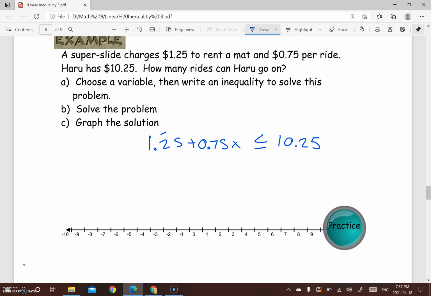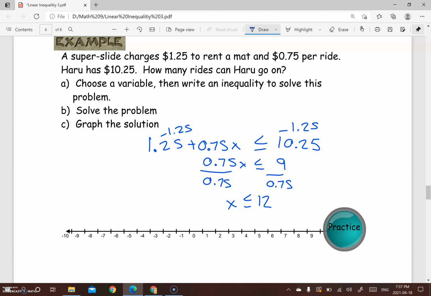I need to get x by itself. So I'm going to subtract 1.25 from both sides. And I get 9. Divide 9 by 0.75. And I get 12. So Haru can do a maximum of 12 rides or less, 12 included.